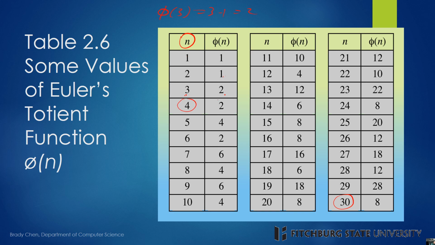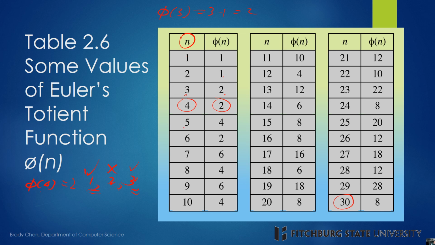Phi of 4. Let's see. We just check 1, 2, 3, the integers that are smaller than 4 and relatively prime to 4. So 1 is always in the result. 2 is not, because 2 and 4 have a common factor, 2. So 2 and 4 are not relatively prime. And 3 and 4 are relatively prime. So phi of 4 is 2. So there are only 2 numbers.